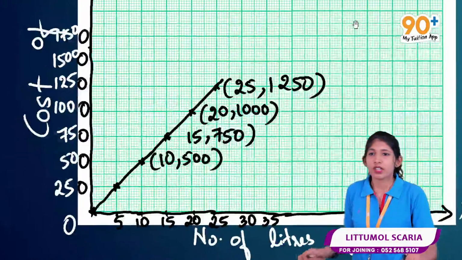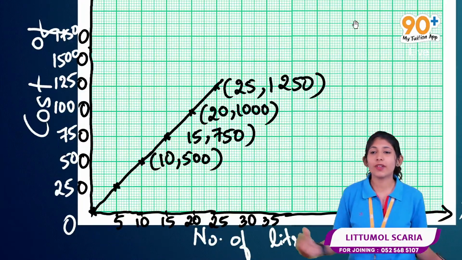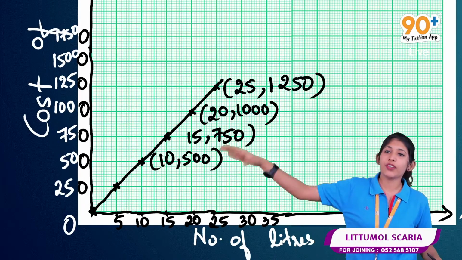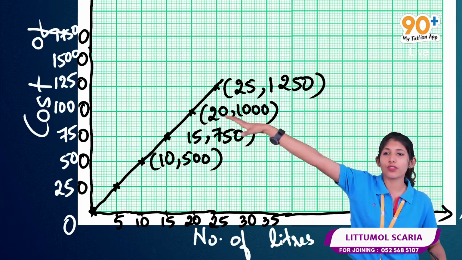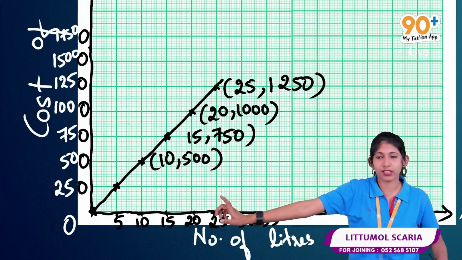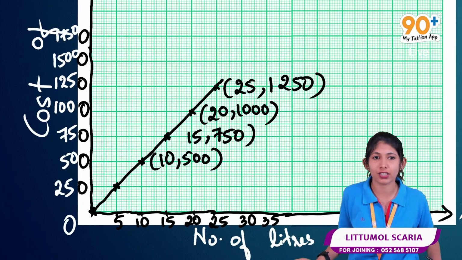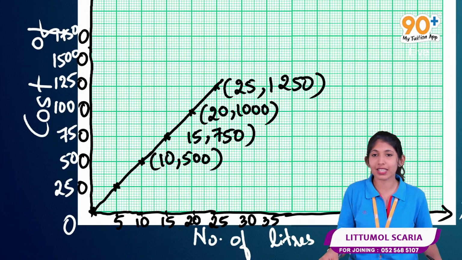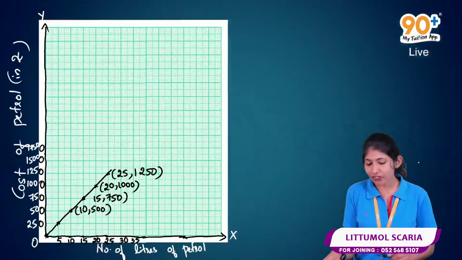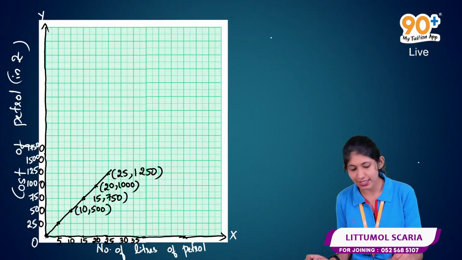Nabil, what about the intervals? 5, 10, 15, 20, 25, 30, 35, and 250, 500, 750, 1000, 1250, 1500. What do you think? Should we put a kink? Is it necessary to put a kink? When do we use a kink? When the intervals are not continuous, we use a kink. But we forgot something. What is that?